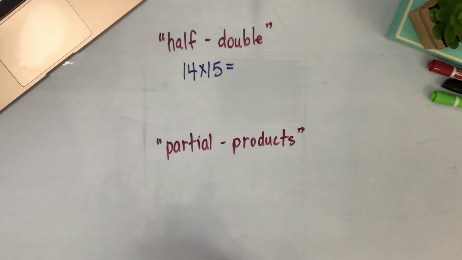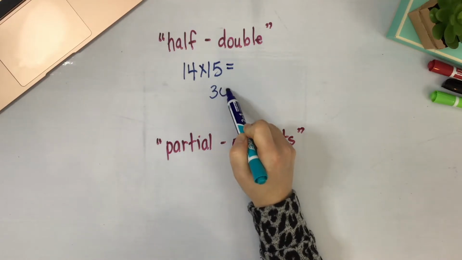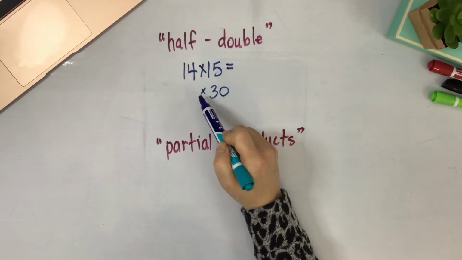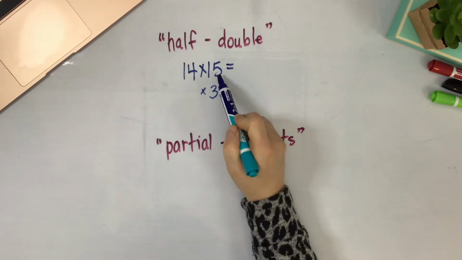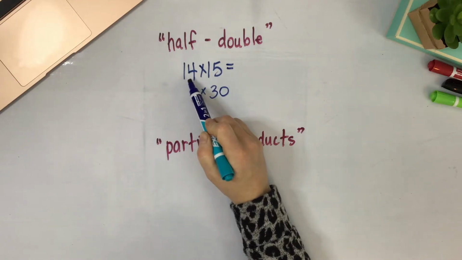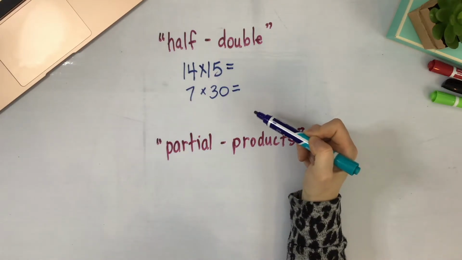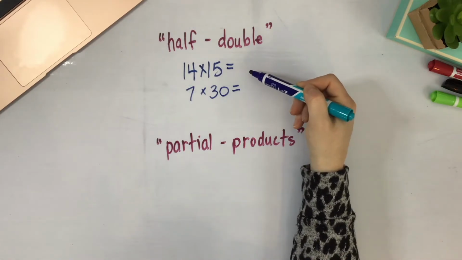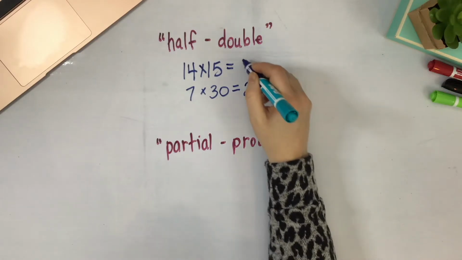Here's another example of a multiplication question that works well with the half double rule. I know that if I were to double 15, I would get 30, and 30 is easier to work with than 15 when I'm multiplying because it ends in 0. Since I doubled the 15, I'll have to halve the 14, which is 7. 7 times 30 is a much easier question than 14 times 15 to do in my head, and they both equal 210.